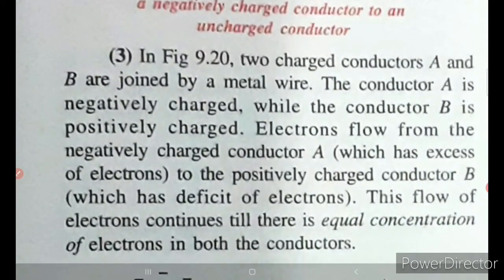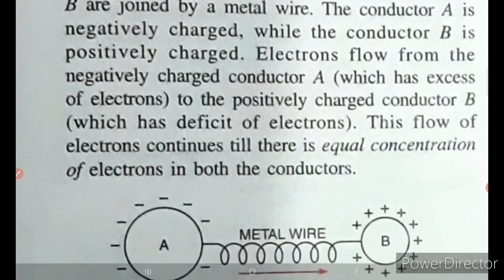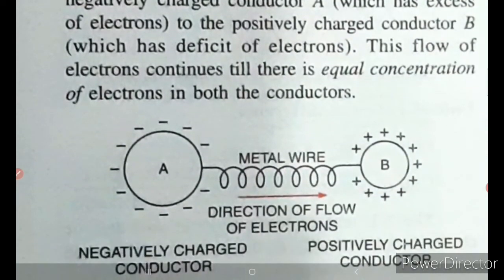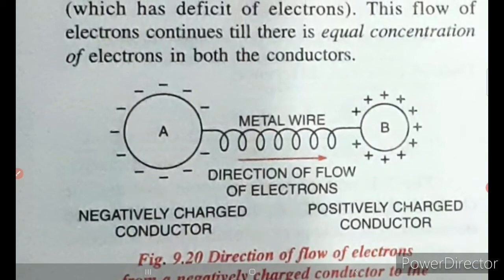Thus, coming to the next example to understand the flow of electrons. Now we have two charged conductors: A is the negatively charged conductor and B is the positively charged conductor. We charge A negatively and B positively. That means we put electrons on A and rip out electrons from B. Thus B becomes positive and A becomes negative.